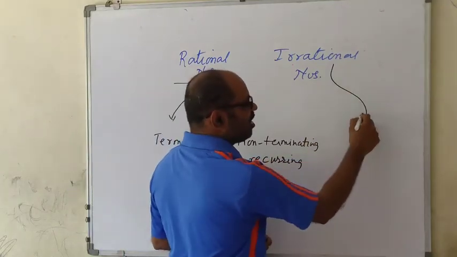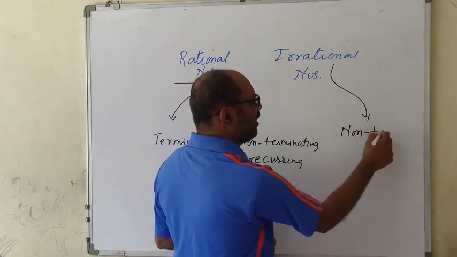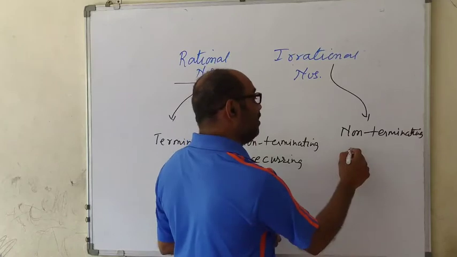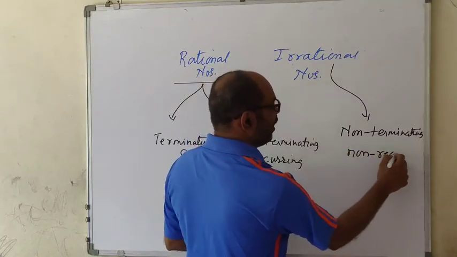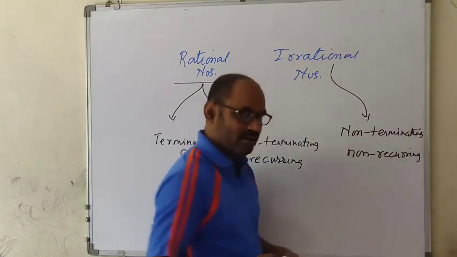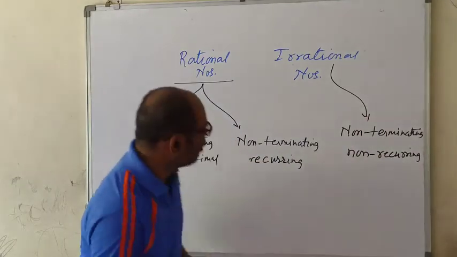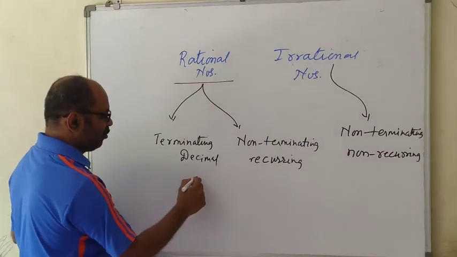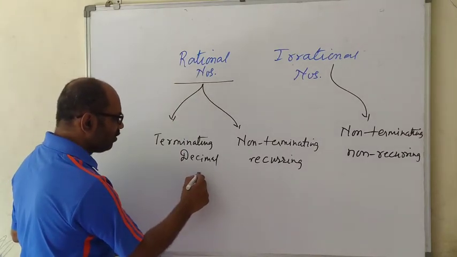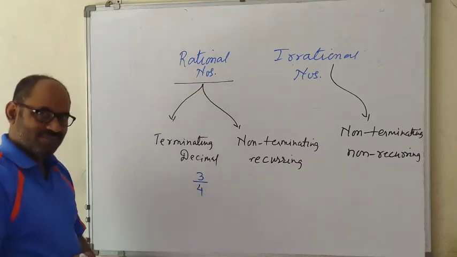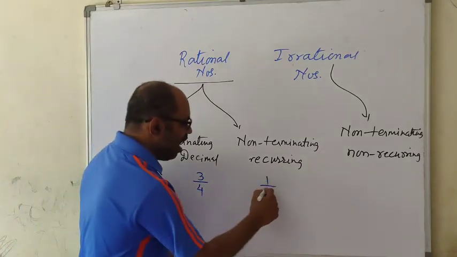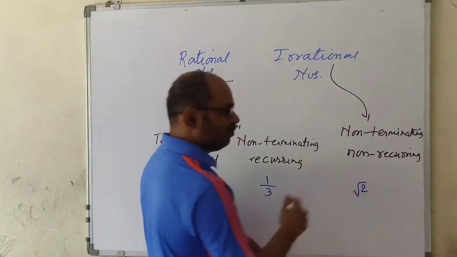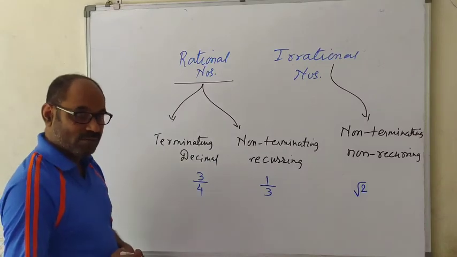And what are irrational numbers? They are non-terminating and non-recurring. Alright? Now what do you mean by terminating decimal rational numbers? Suppose you have 3 upon 4. Here you have 1 upon 3. And here you have square root of 2. Alright?